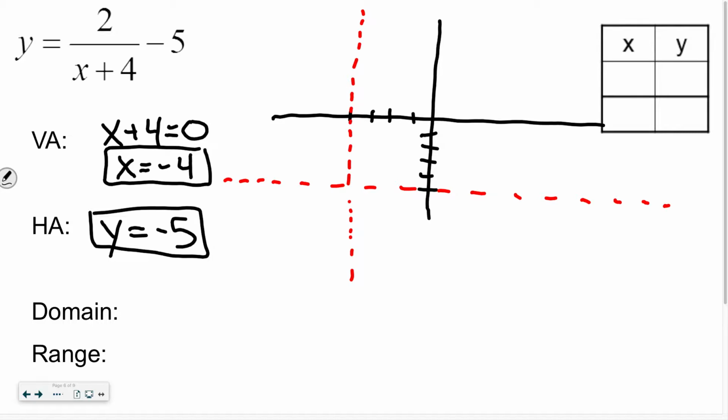So what's an x you want to put in? -1. Okay, 2 over -1 plus 4, that's 2 over 3, minus 5. 2/3 minus 5 is -4 and 1/3. Okay, plot that point. Left 1, down 4 and 1/3. So I'll use blue. Okay, give me another x. 1.